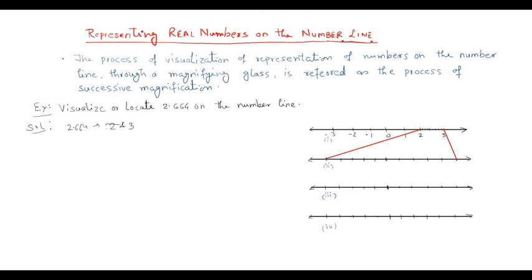Let's take a magnifying glass and look between these numbers. Here this is number 2 and this is number 3, and we have divided it into 10 equal parts, like 2.1, 2.2, 2.3, 2.4. Now we can clearly see the divisions between 2 and 3.